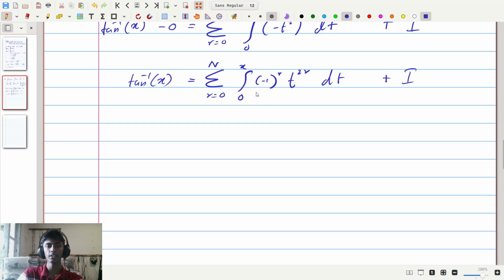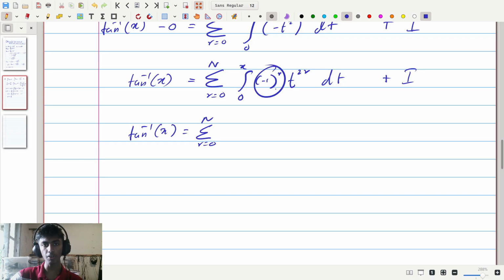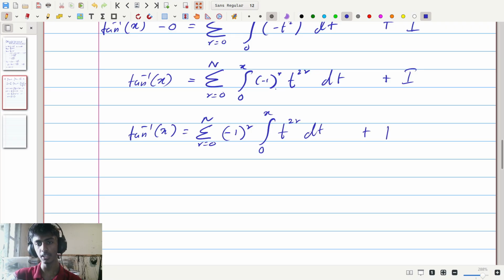Now then, negative 1 to the power of r. Since r is independent of t, taking this thing on the inside of the integral and on the outside of the integral will not have any difference. This is basically a constant with respect to t. Therefore, I can write that the tan inverse of x is equal to the sum from r equals 0 up to n, and I can take this negative 1 to the power of r out of the integral as negative 1 to the power of r, and then we do the integral from 0 to x of what we're left with is t to the 2r dt, and then plus the integral I.